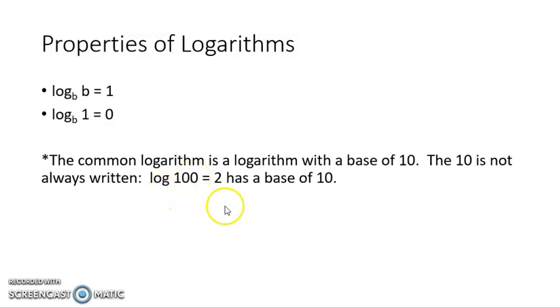So I say 10 to what power is 100? Well, that's going to be 2. So let's take a look at some examples where we have to both apply these properties and just use some logic to figure out some logarithm answers.